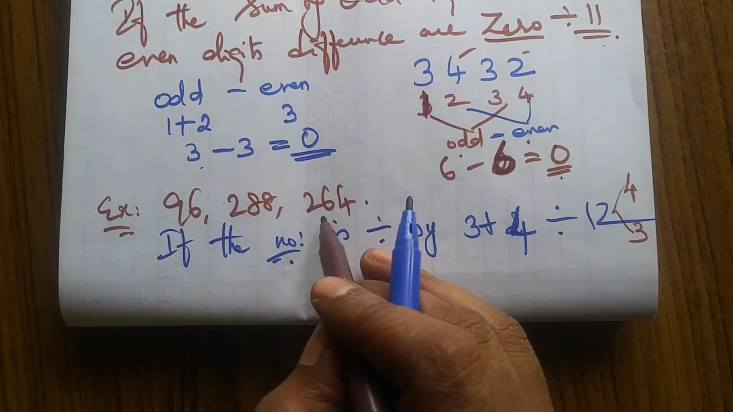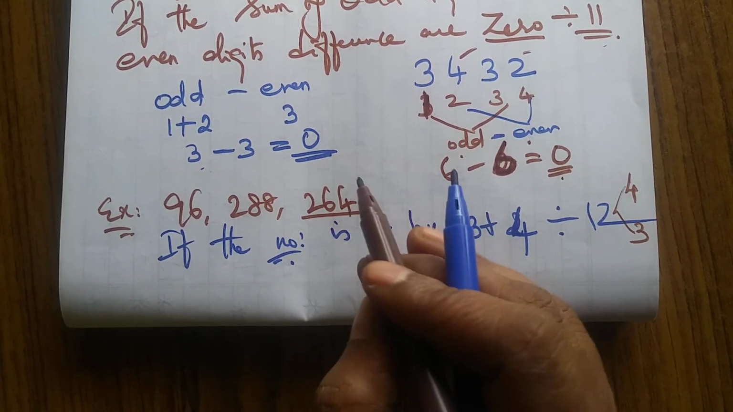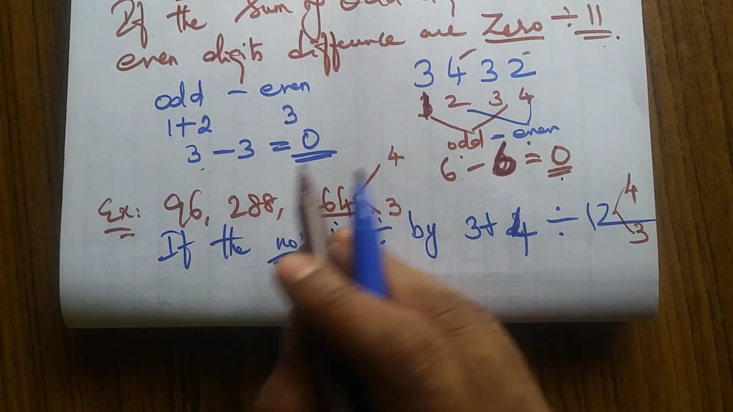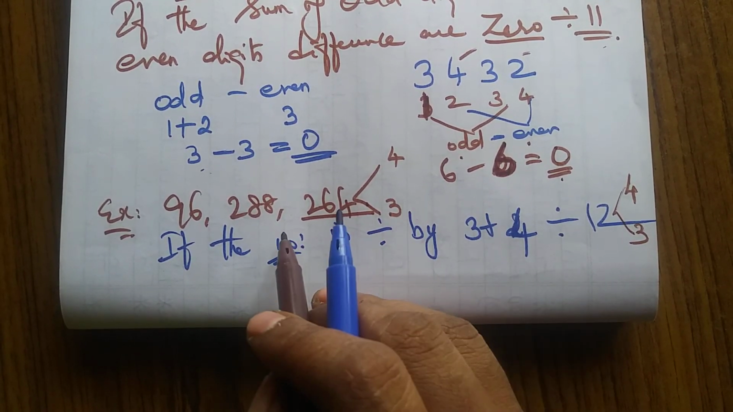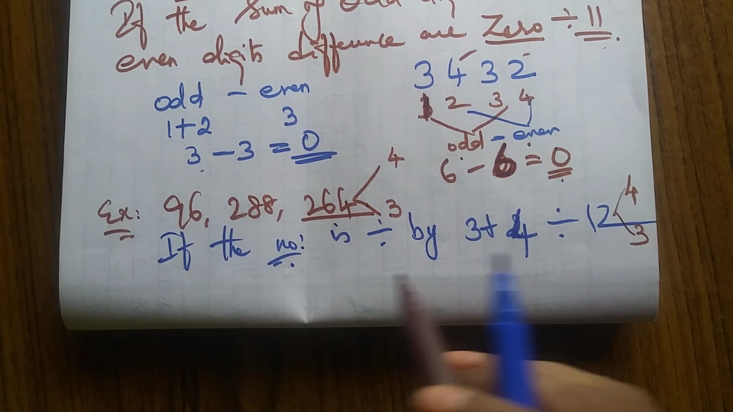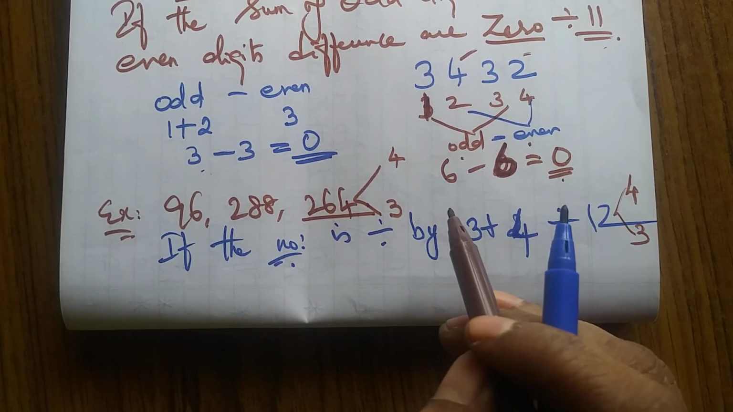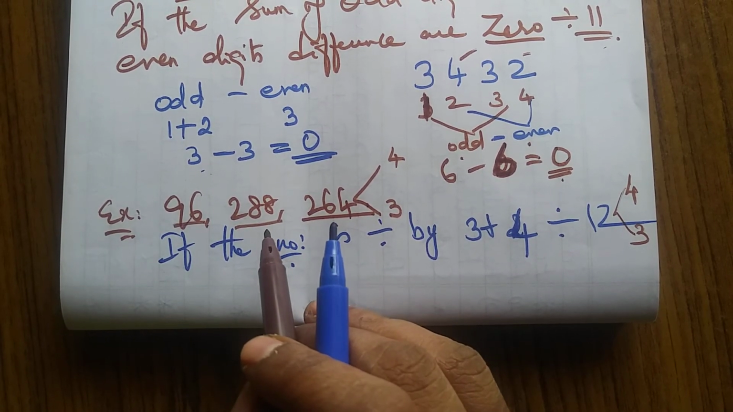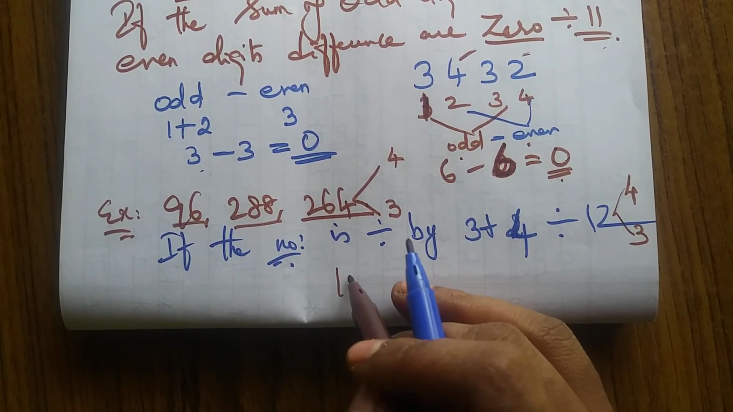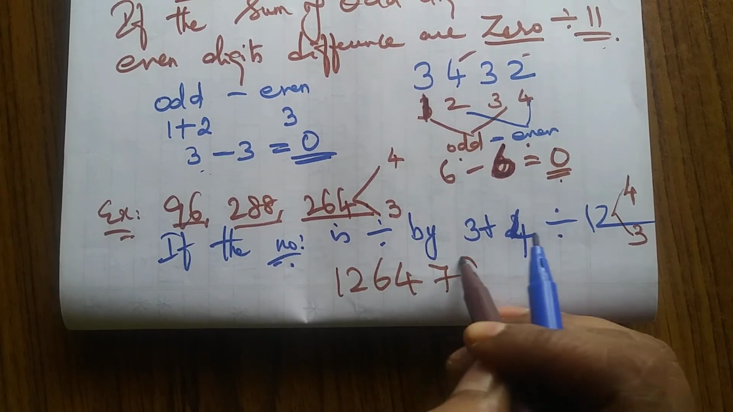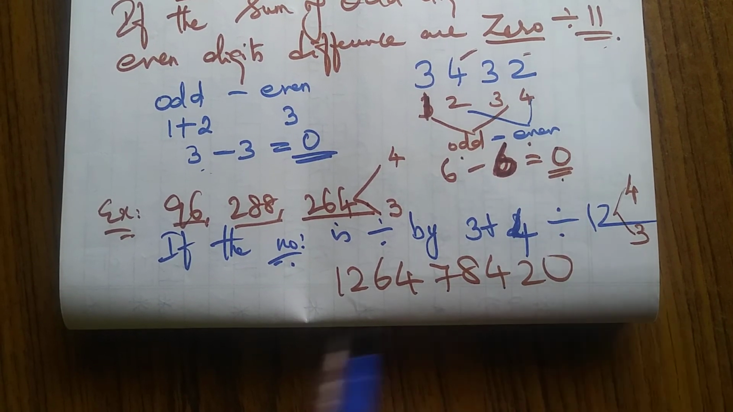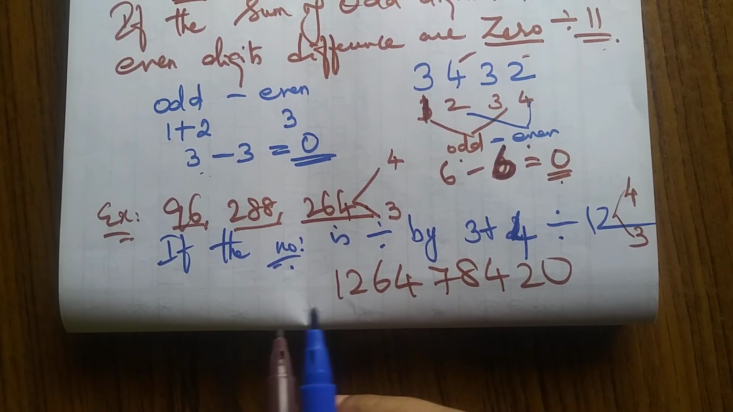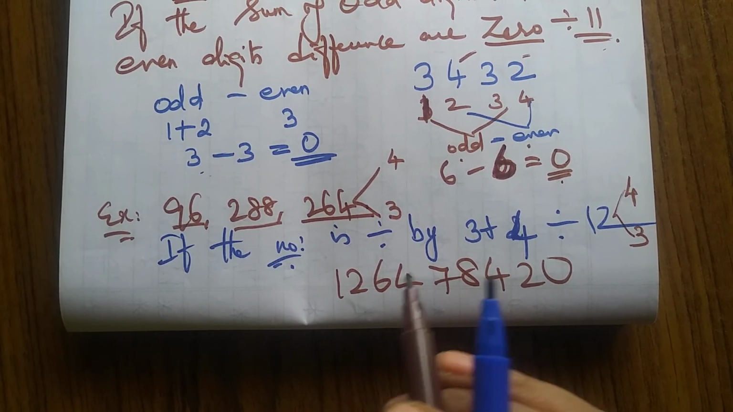So if you check the number 264, it should be divisible by 4 as well as by 3. If this is satisfied, then you can say this number is divisible by 12. This is how you can do it. Since it is a smaller number, it is very easy. If you try a larger number like 6478430, and they ask whether this number is divisible by 12 or not.